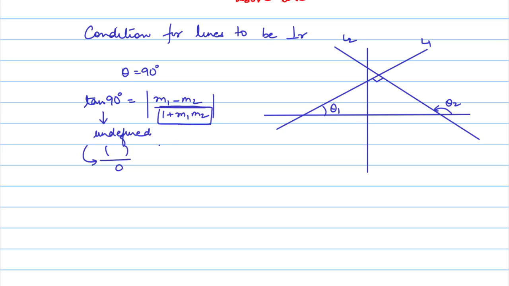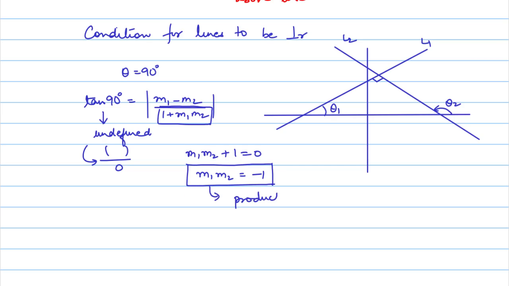Only when this is 0 will we get the denominator as 0. Therefore M1 into M2 plus 1 should be what? 0. Therefore M1 into M2 should be what? Minus 1. This is the required condition for lines to be perpendicular. Whenever you are told that the lines are perpendicular, then what you have to think of is the product of their slopes should be minus 1.